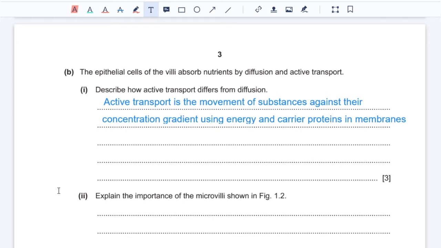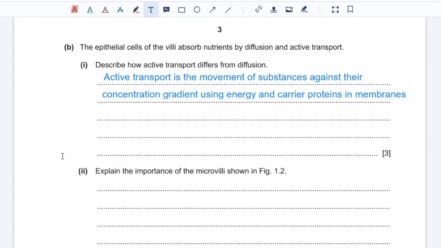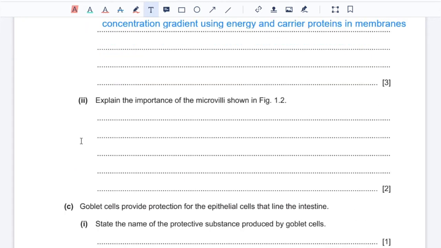2. Explain the importance of microvilli shown in figure 1.2. So microvilli will increase the surface area, which will increase the rate at which nutrients are being absorbed from the intestines.